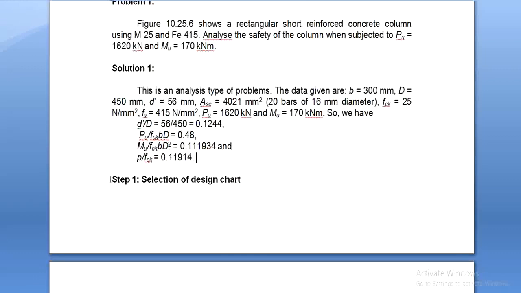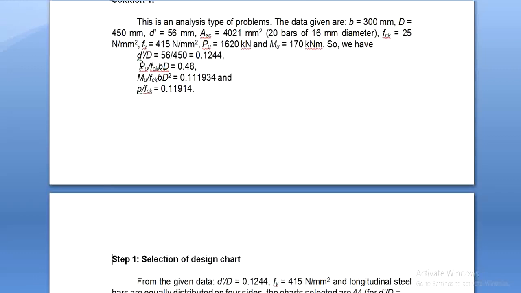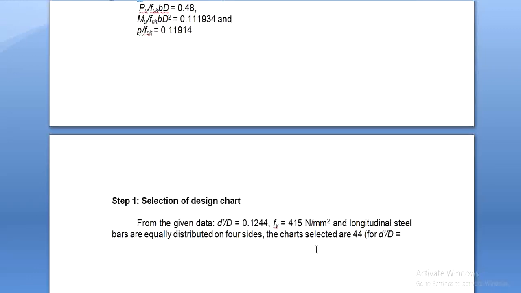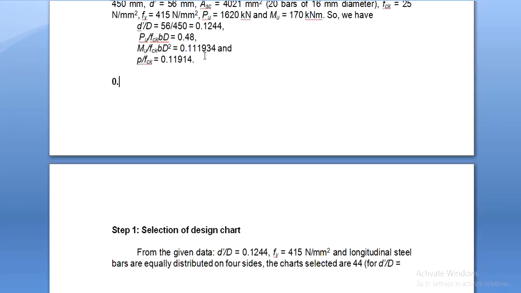Okay. Now selection of design chart. Based on all this data I need to select the design chart. Now d dash by d is equal to 0.1244. That means I am having the design chart for only 4 values. Which are those 4 values? So I am having the design chart for 0.05, 0.1, 0.15 and 0.2. So for all these 4 d dash by d values I am having the design chart, but this d dash by d is in between 0.1 and 0.15.